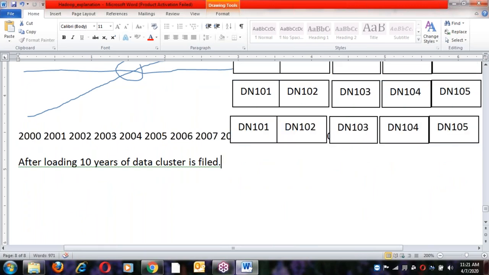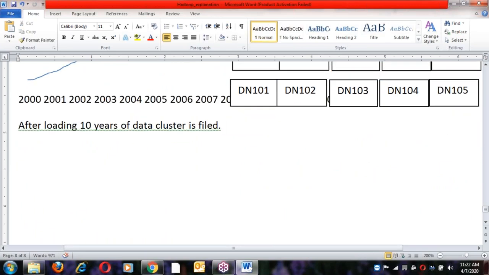Like this, how many nodes can you add here? What is the maximum number of nodes in a cluster? The maximum nodes in a cluster is equal to 10,000 nodes. Yes, 10,000 nodes. So this is the max nodes in the cluster.